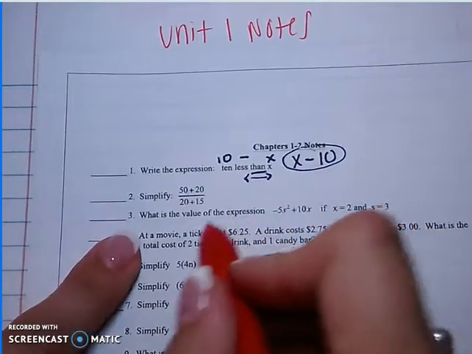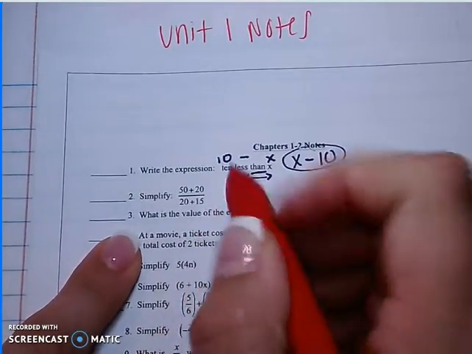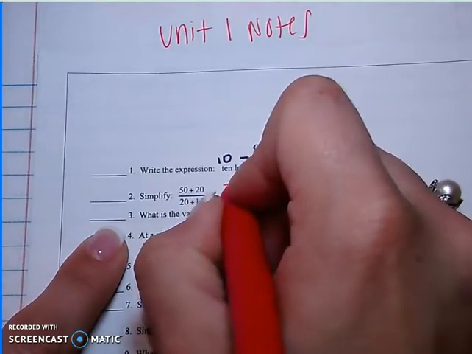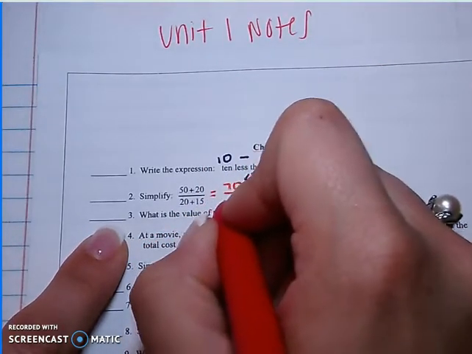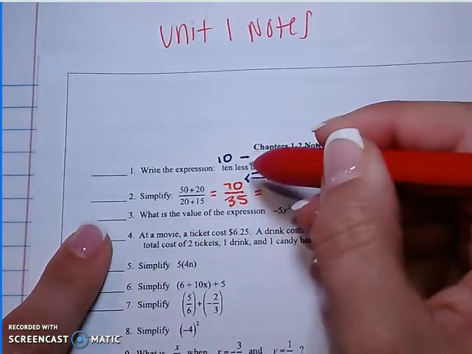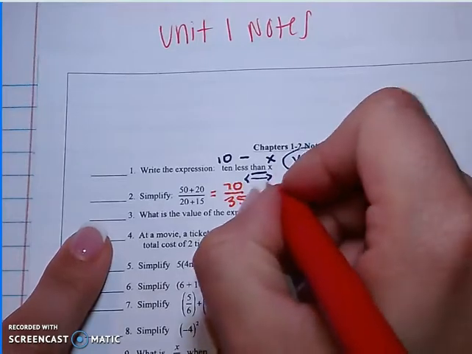Number 2, we're simplifying the numerator and the denominator, and then we will divide. So 50 and 20 is 70, 20 and 15 is 35, and then I'm reading top to bottom, 70 divided by 35 is 2.